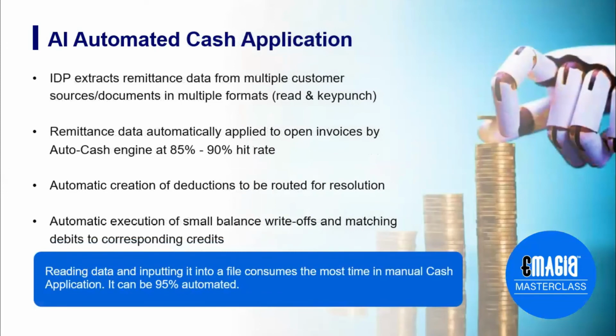AutoCash has been around for decades now. But where the new automation improves it is in reading the remit advice much better, taking that information, and putting it in a file, which can then be run through your AutoCash engine. It automatically creates deductions and can automatically execute the small balance write-offs.